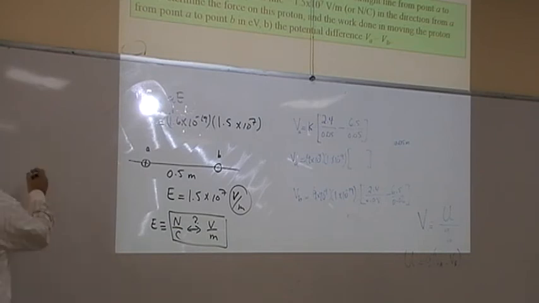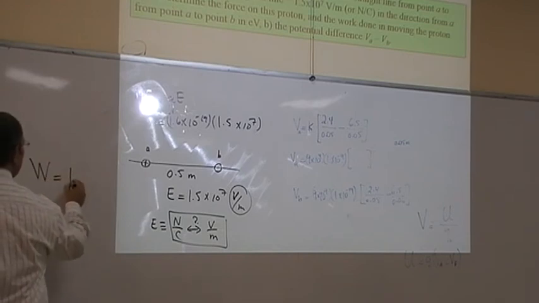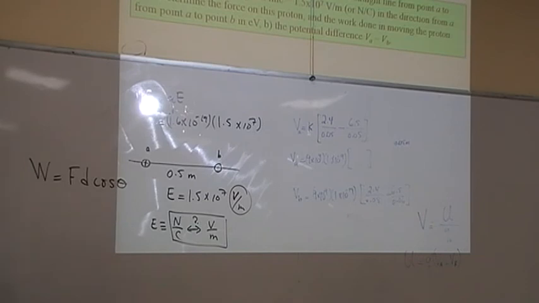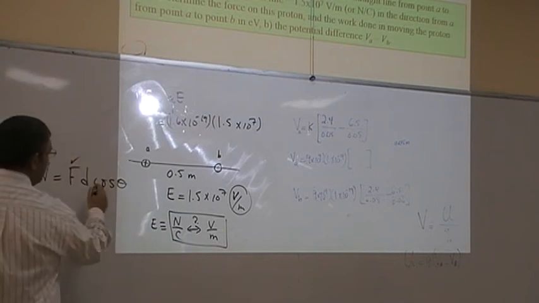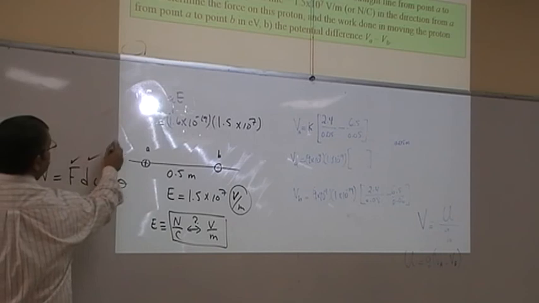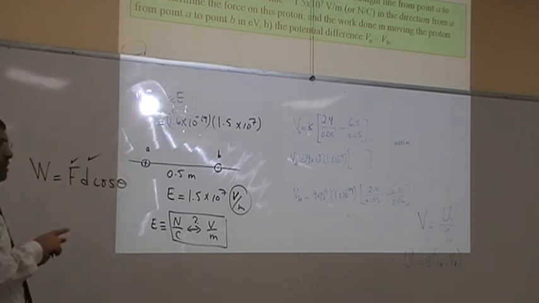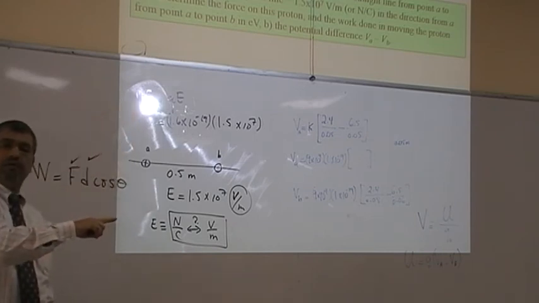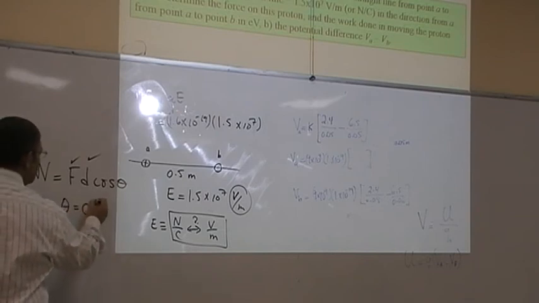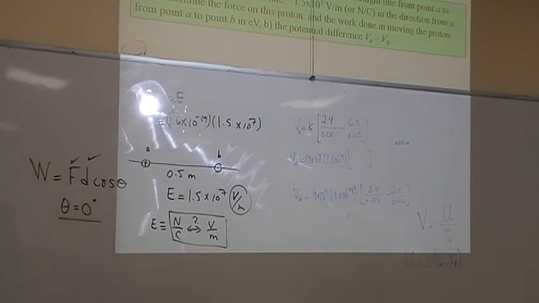What's work defined as? Work is equal to F d cosine theta. That's the fundamental definition. In this case, d is the distance, he told me 0.5, and he said they are along the field. So that means the angle theta is equal to 0 degrees, and then you can calculate that.